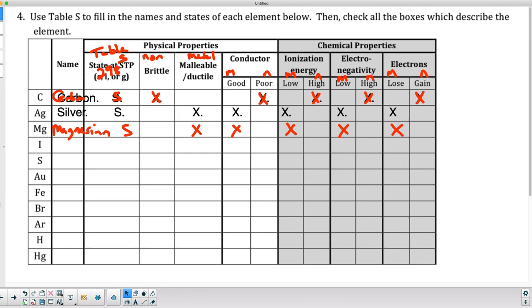The only ones that are a liquid would be bromine and mercury, and the ones that are gases would be on the right-hand side and hydrogen. That's all you have to really worry about.